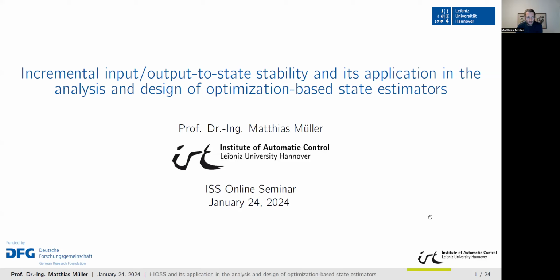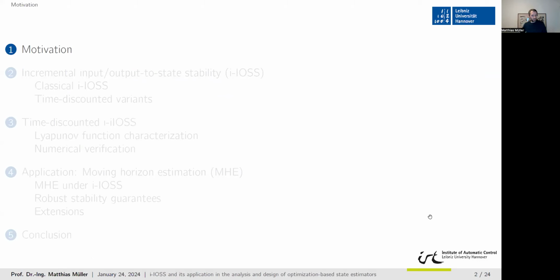Today I want to share some insights into an input-output to state stability notion, in particular an incremental version of that, and some time-discounted variants. And in particular, also show you how it is useful for the analysis and design of optimization-based state estimators, in particular moving horizon estimators. So this is the outline after a brief motivation.